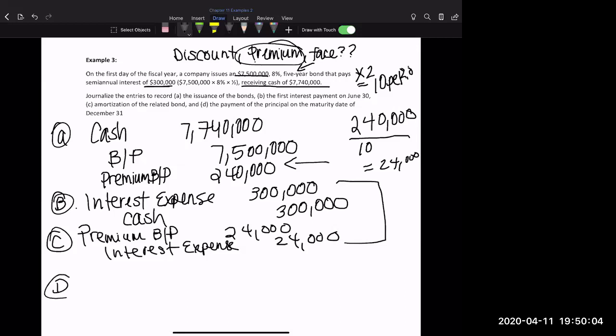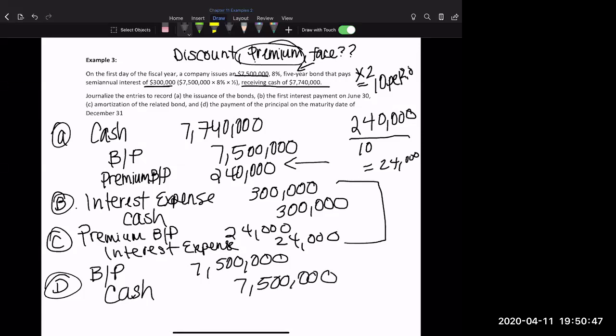But last but not least, I want to capture the payment at maturity. After the 5 years is over, we have to pay back this bond to our investors. To do so, we're going to do a debit to bonds payable because we're paying off our liability in the amount of $7,500,000. Even though we received more cash, we're only going to pay back our original liability, or the face amount of the bond. And then our credit is going to be cash in the amount of $7.5 million.